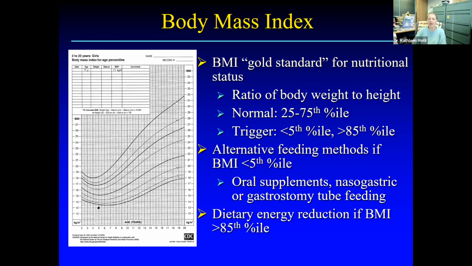We know that we have to think about alternative feeding methods if the BMI is less than the 5th percentile. And those alternative feeding methods include oral supplements, sometimes nasogastric tube feedings, but more often than not, gastrostomy tube feedings. And we know that for those children who are overweight or over the 85th percentile, we have to think seriously about dietary energy reduction to help the children reduce their weight relative to their height. Next slide, please.